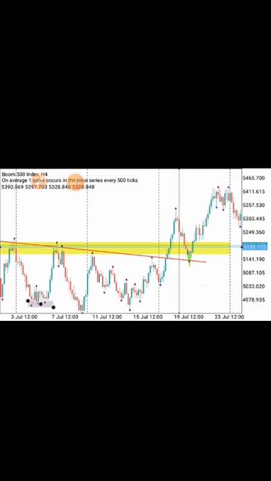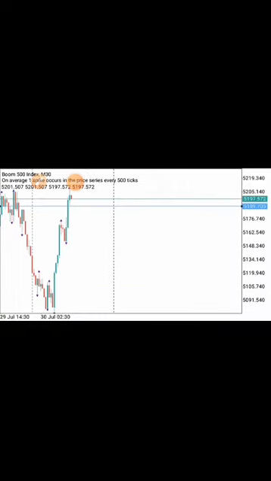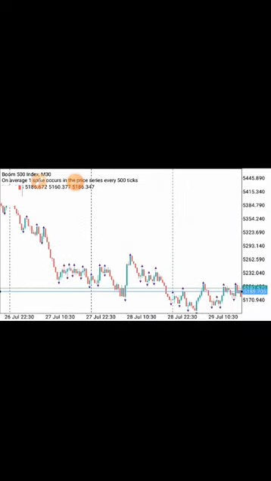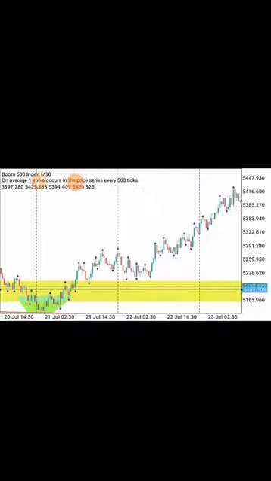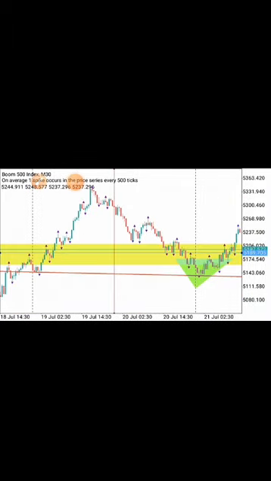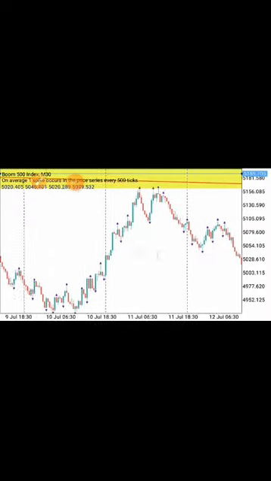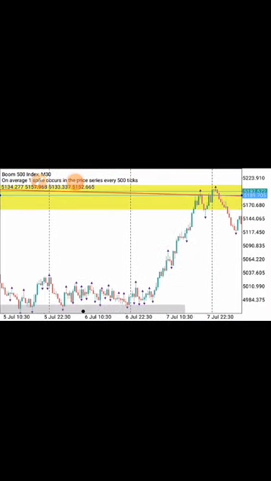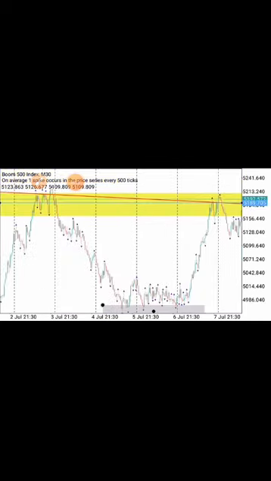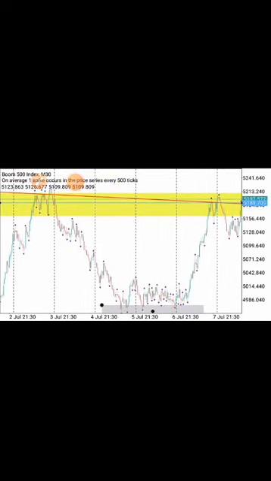Let's go to maybe M30. Okay, I like using M30 for my confirmation. On this higher time frame, I like using M30. Sometimes I also use M15. So let's see this. You can see. Let me zoom out rather. Okay, you can see this.